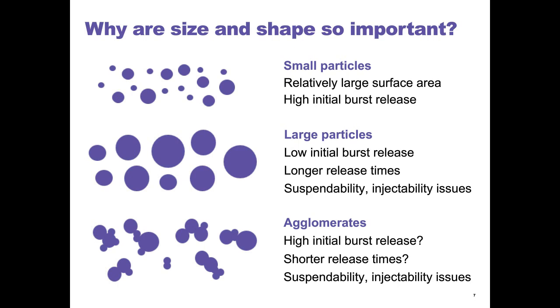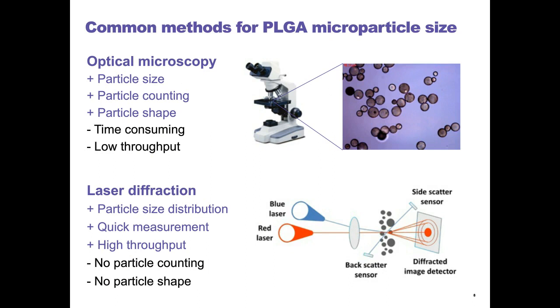What are the current methods to analyze PLGA microparticle size? The most commonly used methods are optical microscopy and laser diffraction. Optical microscopy has the strength that it can measure particle size, perform particle counting, and look into particle shape. However, a major drawback is that it is a time-consuming and low-throughput method because it involves manual preparation of microscope slides, and a high number of slides are needed to obtain significant results. Therefore, optical microscopy provides only limited or no quantitative information.